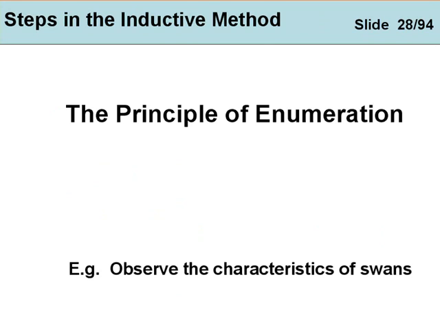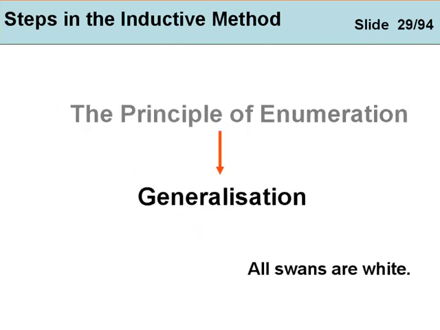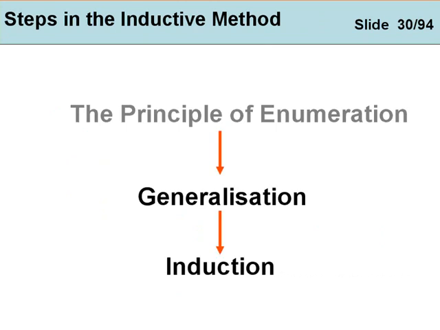Now, we go for some sort of generalization about swans. Well, the generalization is that all swans are white. How do we know all swans are white? Because we've always observed swans, and swans have always been white. So we've generalized. All swans are white. We have induced it. We've induced it from our observations.